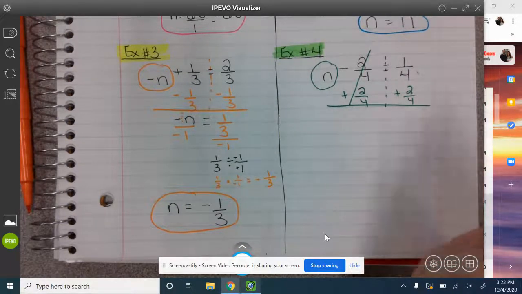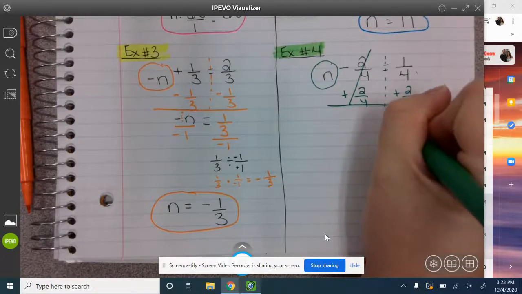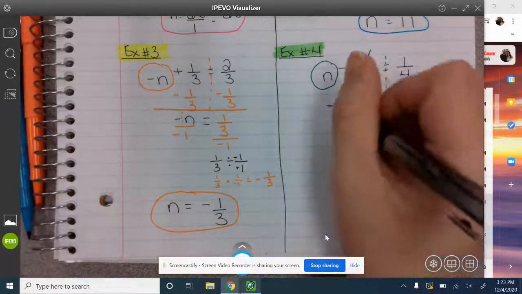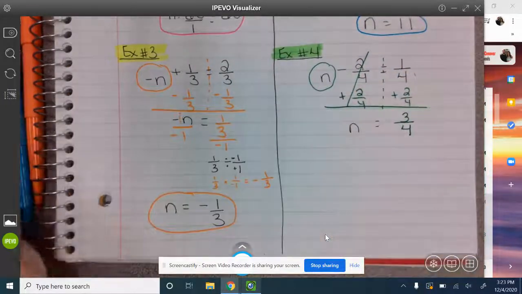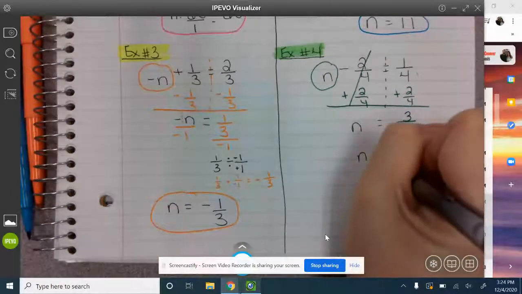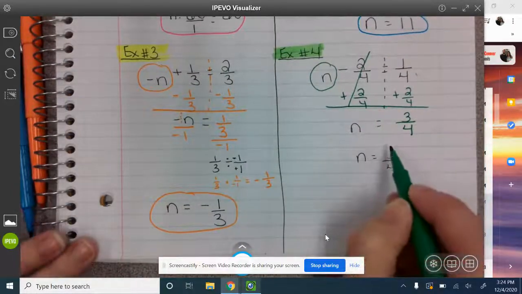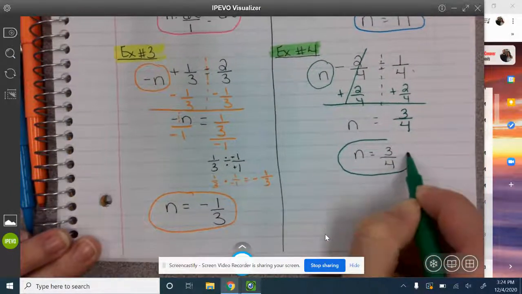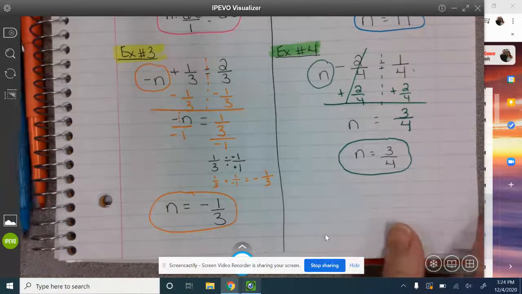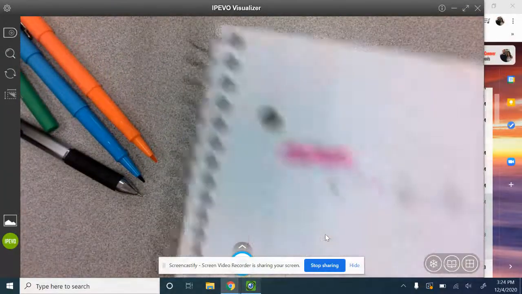So, 1 plus 2 will give me 3 over 4. And then on the other side, I was left with n. So, n equals 3/4 is my answer this time because I've put everything together I can, and I was able to get n by itself. So now we're going to look at a few more examples and keep going for a little bit.